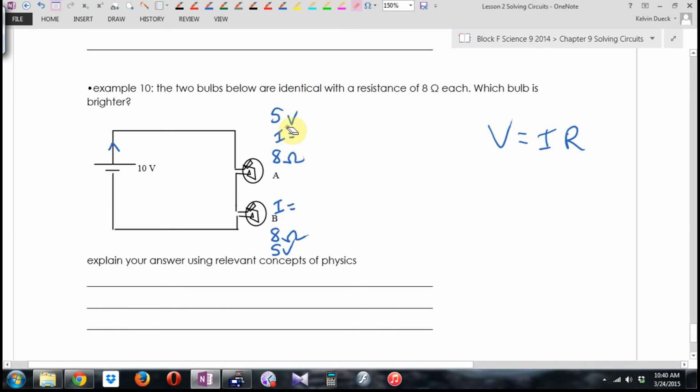What's the current here? How can I find the current? I have the voltage, I have the resistance. How can I find the current? Hint, look at your yellow sheet. Sorry, that gives me V. I want the current. I want the one with the I by itself, right? I equals V over R. So can you do that on your calculators, please?